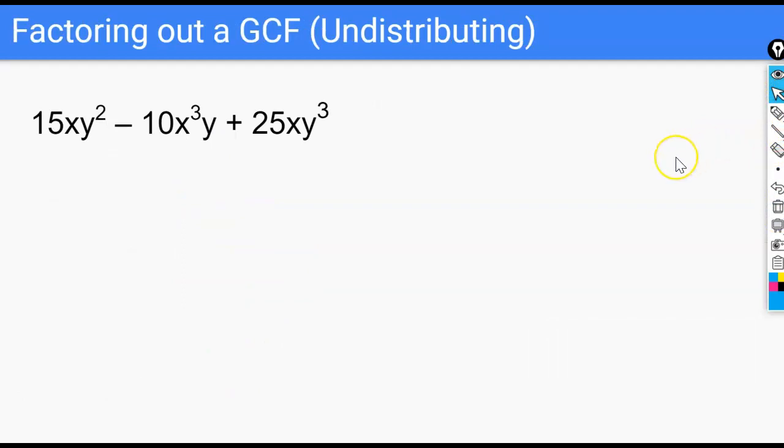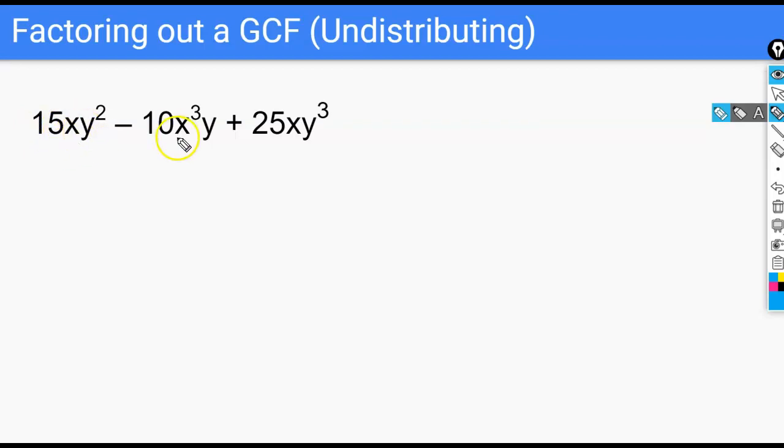Now, the point of finding a greatest common factor is that we want to pull it out. We want to factor out the greatest common factor. And remember, when we talk about factoring out a monomial, we're basically talking about undistributing. It had originally been in front of the parentheses, and we want to pull it back out and put it back in front of the parentheses.